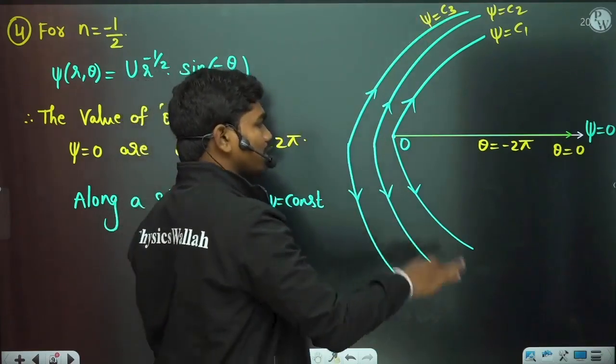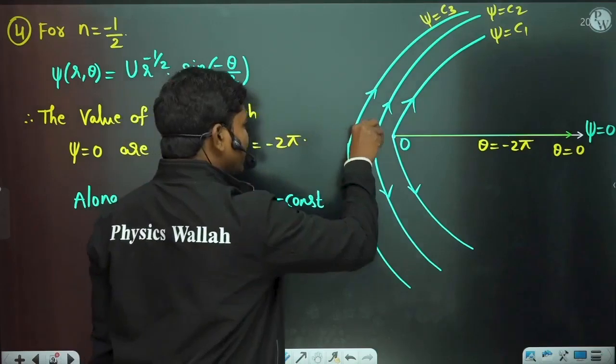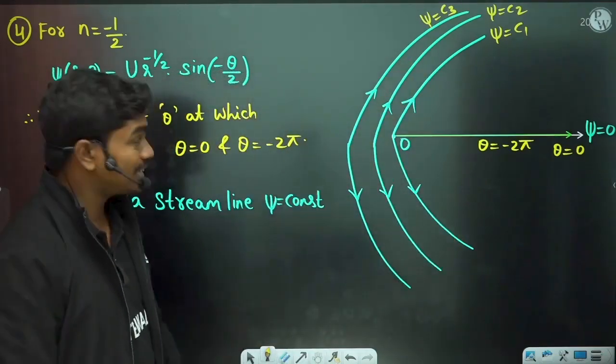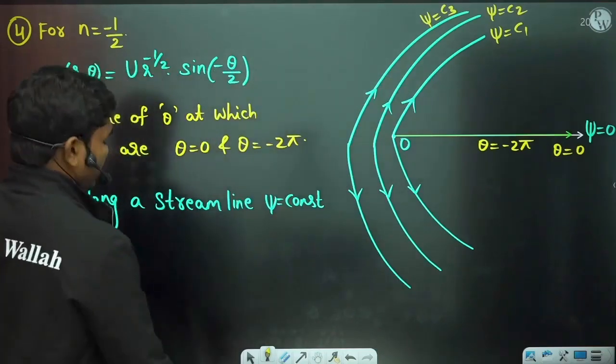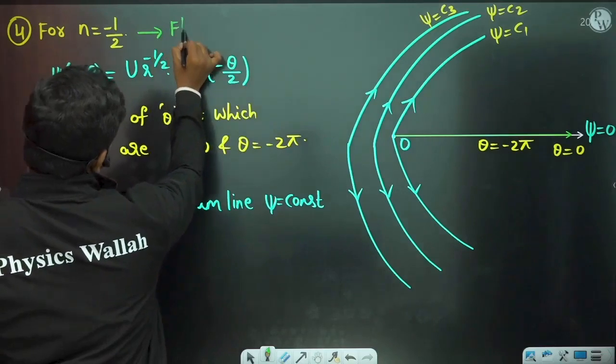We are not taking any viscosity into the picture, it's only an ideal fluid. So whenever the fluid comes and hits the flat plate, it gets diverted in this particular fashion. This is how we get the streamlines, and this case of n equal to minus half can be approximated, or understood, as flow past a sharp edge.